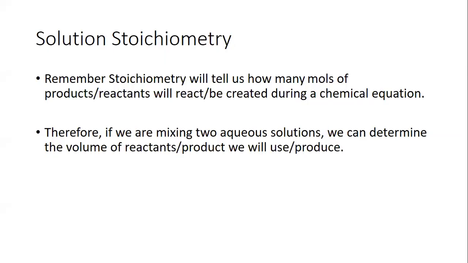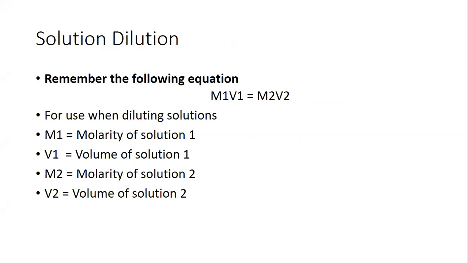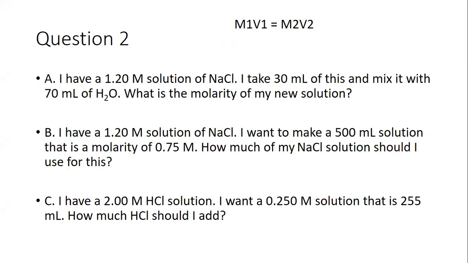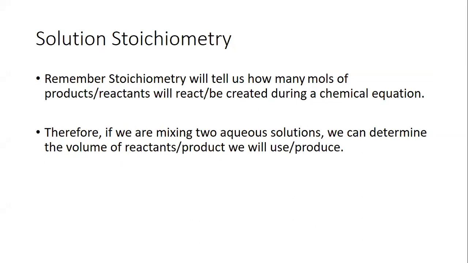All right, so let's get started. Just as a reminder of what we talked about on Friday, we talked about solution dilution, where we use this equation, M1 V1 equals M2 V2, to figure out how solutions are diluted and what their new concentrations are. We had some practice problems to go with that. And the last thing we're going to talk about for this PowerPoint is solution stoichiometry.